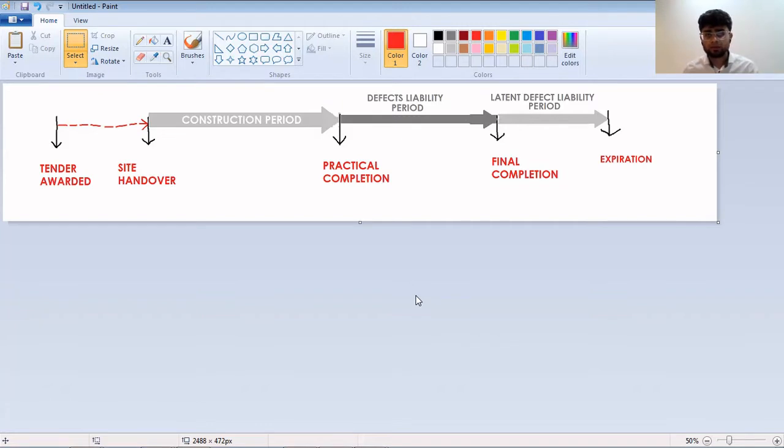Now what we're going to look at is stage number 7. We're going to be talking about once the tender is awarded, what are the processes after you have awarded the tender to the contractor? What are the processes that occur after that, and when you finally end the project?